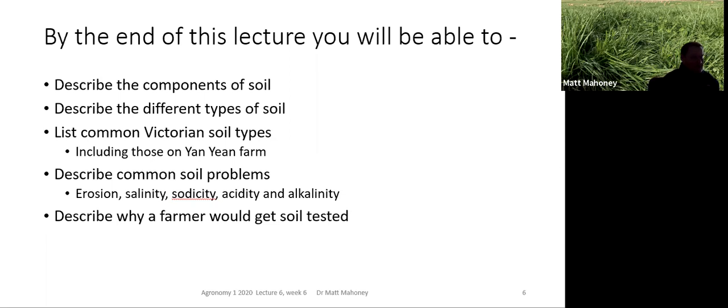And then later on in this afternoon's practical slides, we'll cover off getting a soil sample is not just as easy as going out and grabbing a sample with a shovel and a bucket. It's a little bit more in depth to it than that, so we'll cover that off then as well.